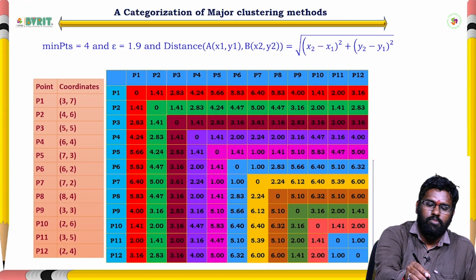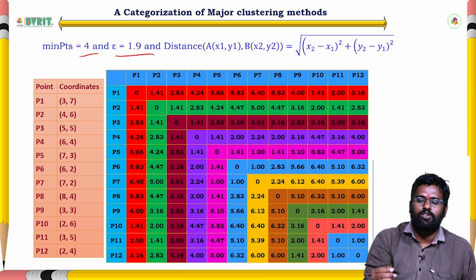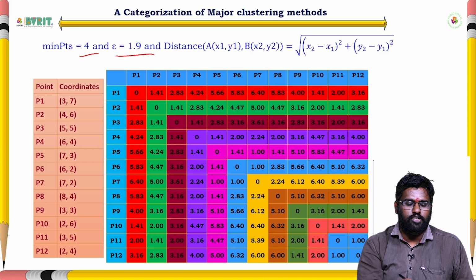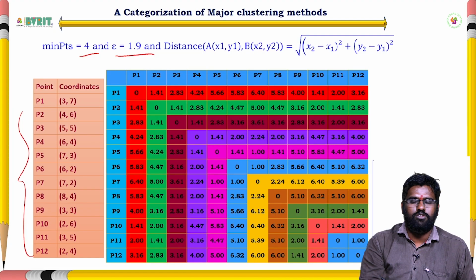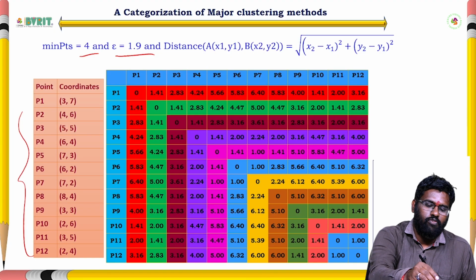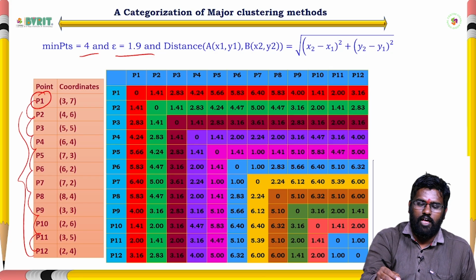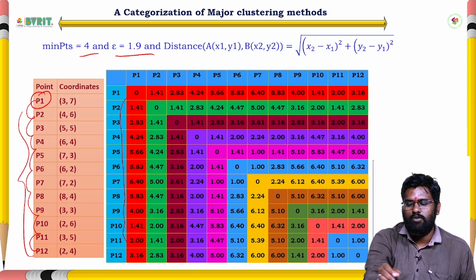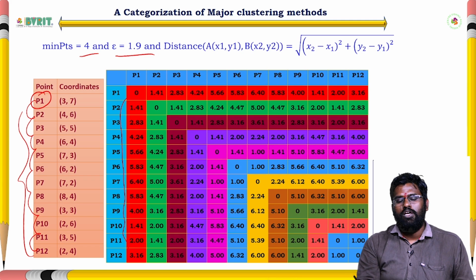I take the minimum points as 4 and the epsilon value as 1.9. We need to calculate the Euclidean distance between the points. Let us assume I took a total of 12 points. How do we calculate the distance between the points? We take P1, then P1 to P2, P3, P4, like this up to all the points we need to calculate Euclidean distances. These are the values we get. Whatever is in this column, the same values will be in the same row. Next, P2 to P1, P3.